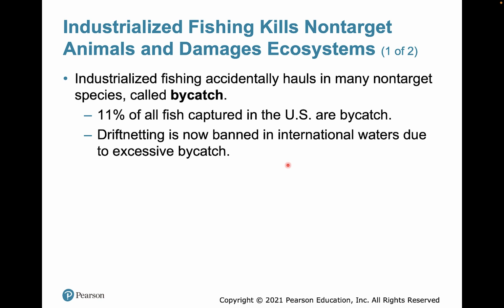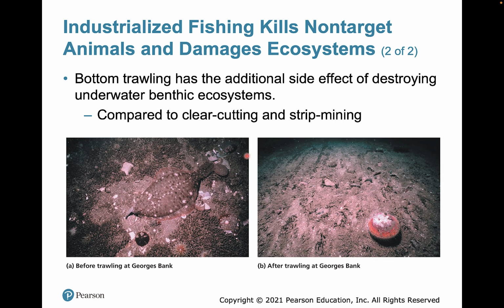Now a lot of the tuna, when you read a can of tuna or a pouch of tuna, it says dolphin safe because they've changed their methods. So bycatch is anything that you catch that you're not intending to catch. So a lot of it is bycatch. And they've made changes to international fishing law to reduce bycatch. So drift netting is now banned.